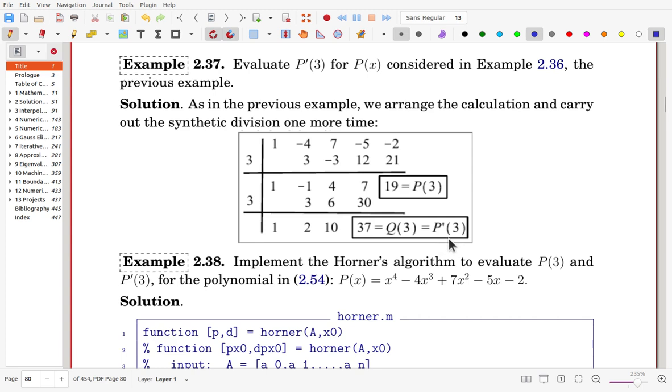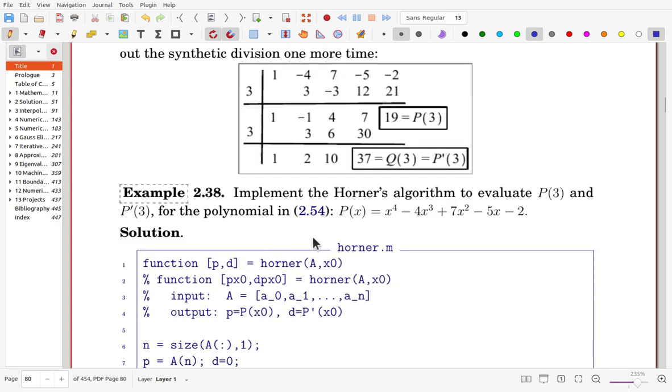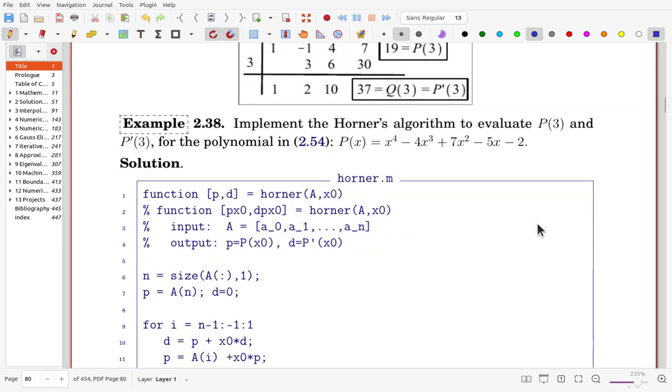So we found the function value, the polynomial value, and its derivative value at the same point by using Horner's algorithm twice. Now we'll try to implement Horner's algorithm to evaluate p(3) and p'(3) for the polynomial.